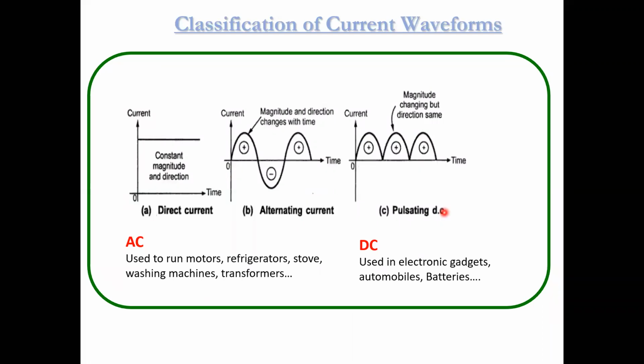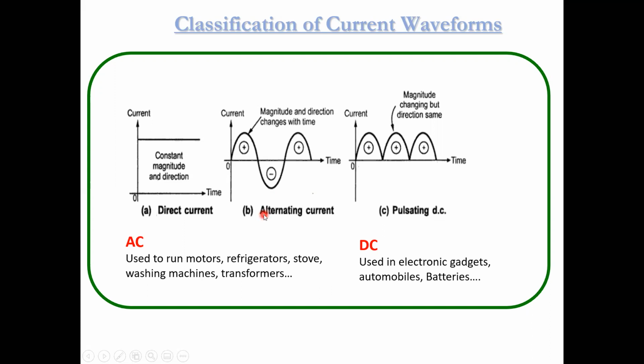First one, classification of current waveforms. These are the different current waveforms we can come across in electrical basics here. The first and foremost thing here is the first waveform. It's a direct current. Direct indicates irrespective of the time, the entire magnitude is constant throughout. Those types of waveforms are nothing but DC waveforms. DC stands for direct current, constant magnitude and direction.